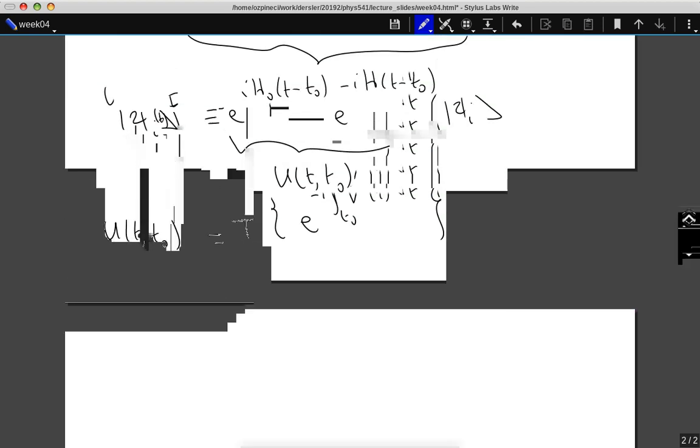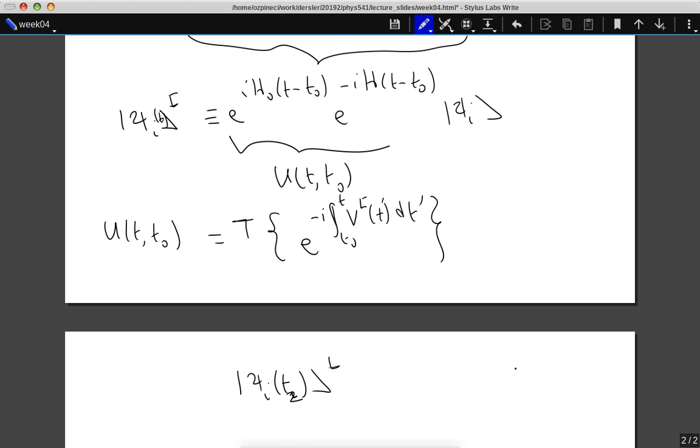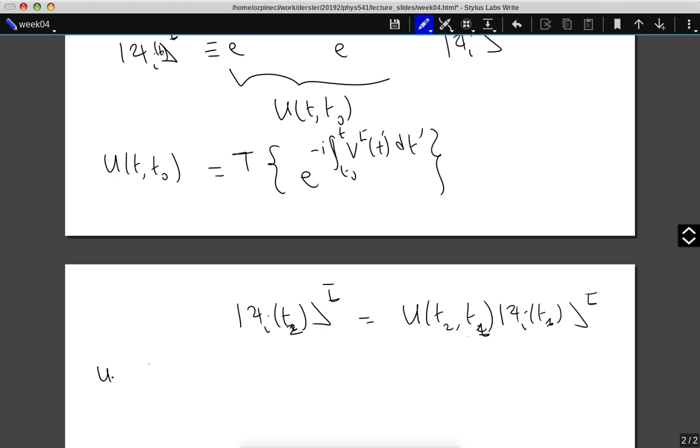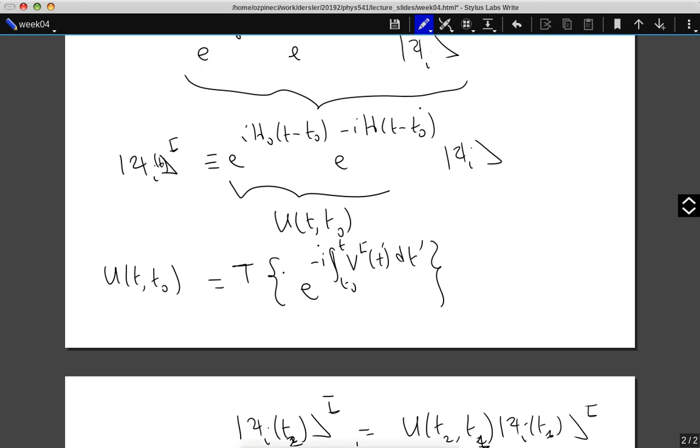And then we said that, okay, if we have our interaction picture state at some time t, this is also evolved by an operator that we called U(t2, t1), and this U(t2, t1) is just like the U(t, t0). It has this form, but this time the limits are from t1 to t, which is also the same thing as if you look at over here.